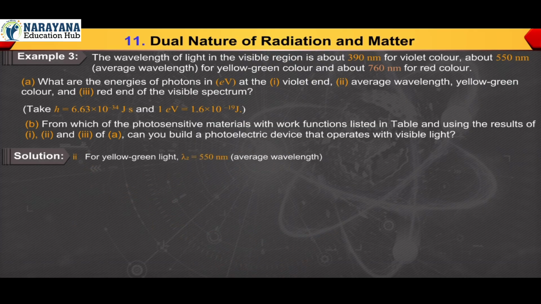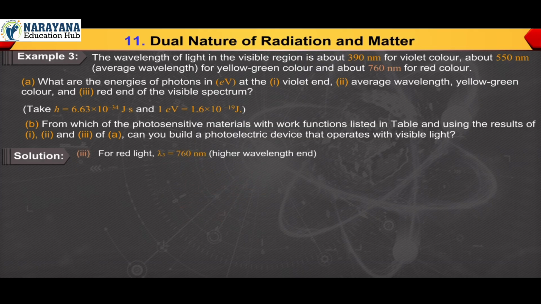Number 2. For yellow-green light, λ2 is equal to 550 nanometer, which is average wavelength. Incident photon energy E2 is equal to 1.989 into 10 raised to minus 25 joule meter upon 550 into 10 raised to minus 9 meter is equal to 3.62 into 10 raised to minus 19 joule is equal to 2.26 electron volt.